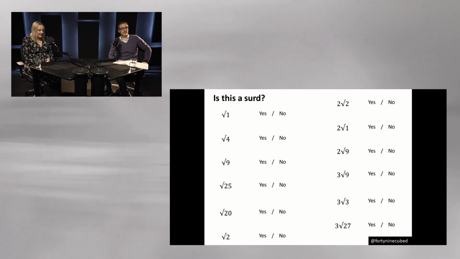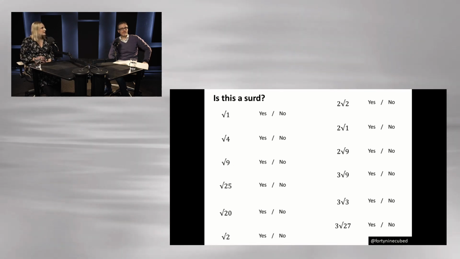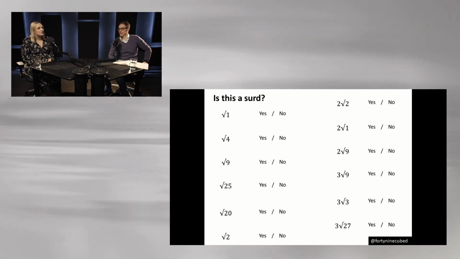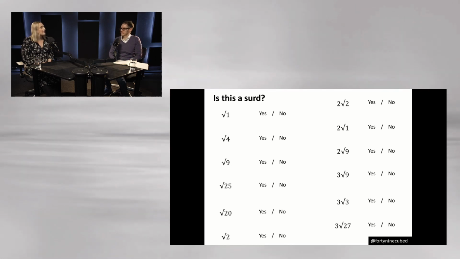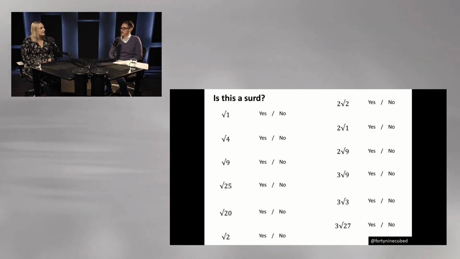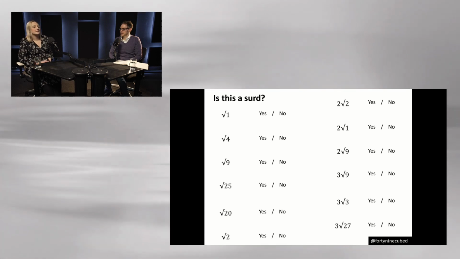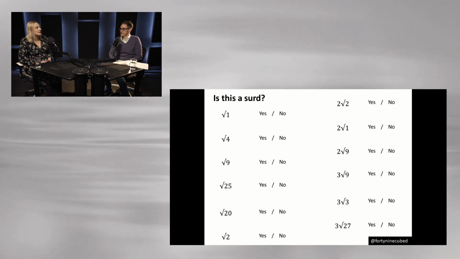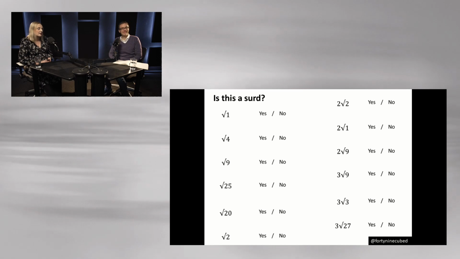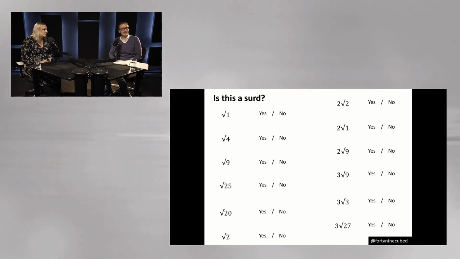I always talk about the parallels with algebra and how 2x means 2 multiplied by x, so 2 root 9 means 2 multiplied by root 9, because often there's some misconceptions there. When you're simplifying, it's just like algebra. When you're expanding brackets, it's just like algebra. So making those parallels between things they already know is helpful.